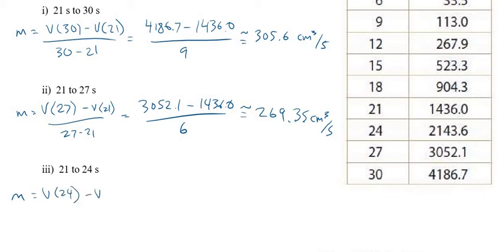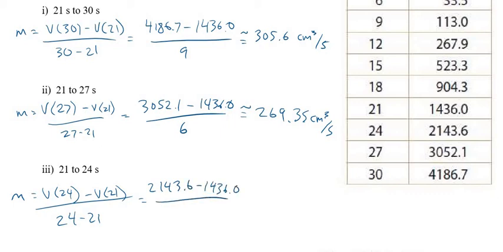So this time we're going to take the volume at 24 seconds minus the volume at 21 seconds, divided by 24 minus 21. According to our data, it's going to be 2,143.6 minus 1,436.0, all divided by 3 seconds. So we're measuring it over an interval of 3 seconds. And when you do the math on that, it's going to become 235.87 centimeters cubed per second.